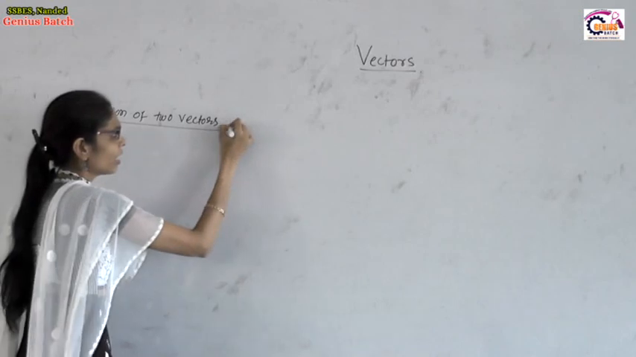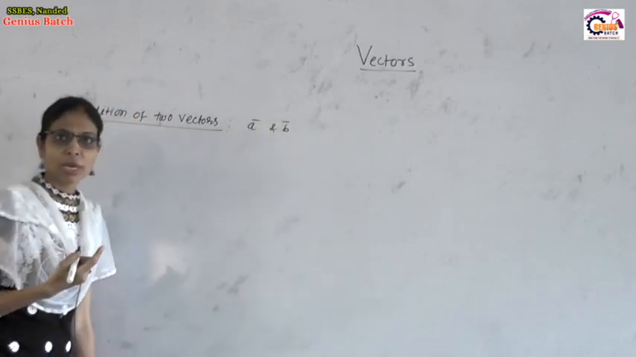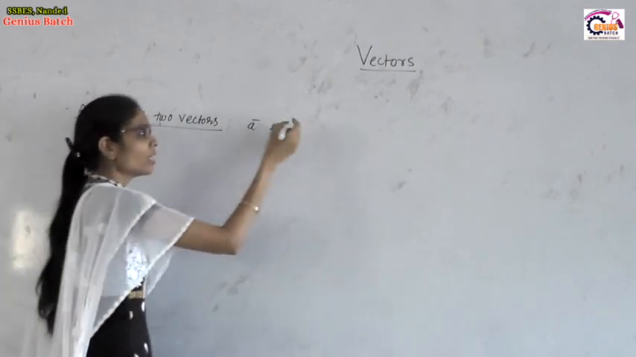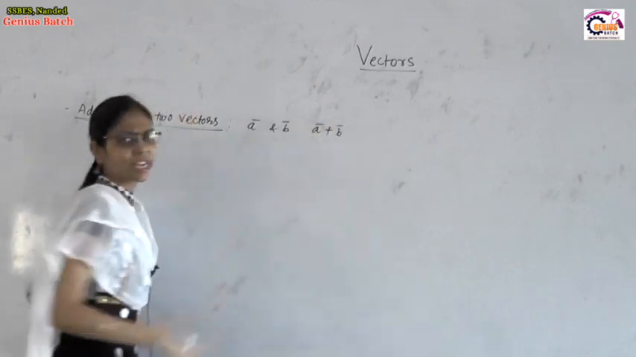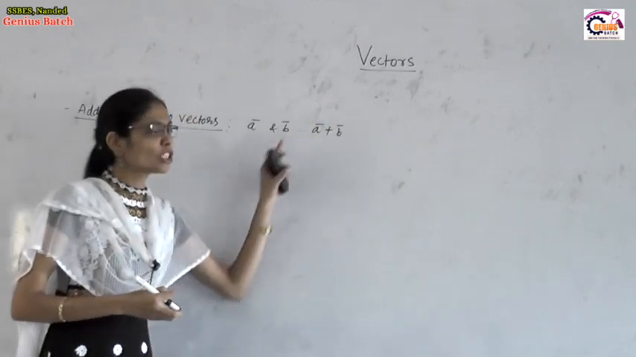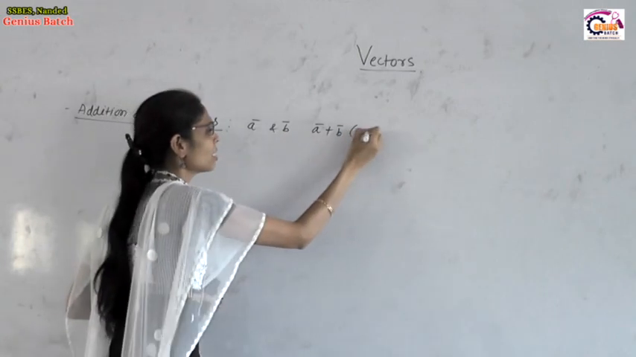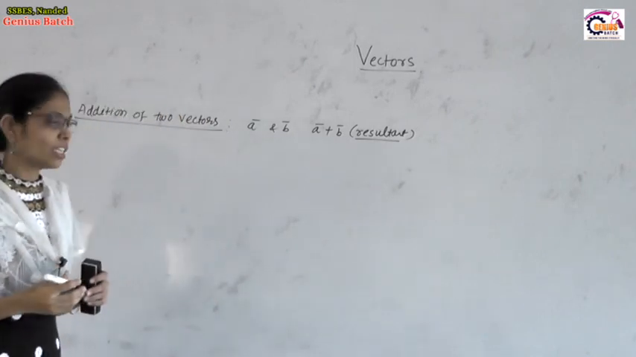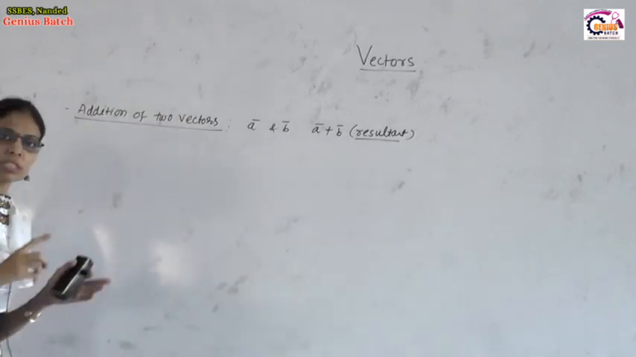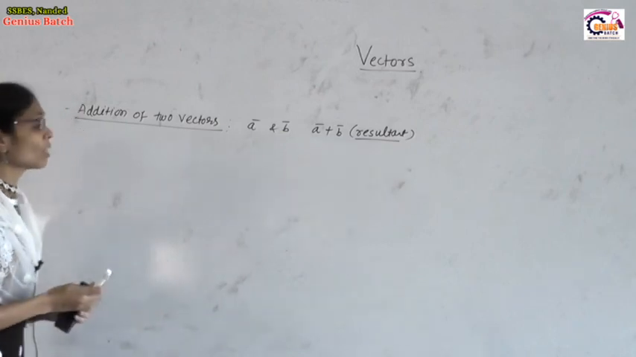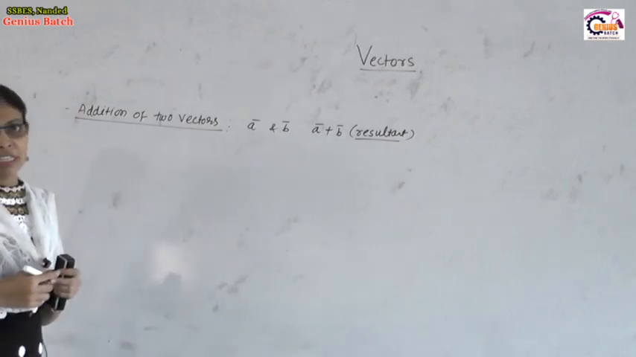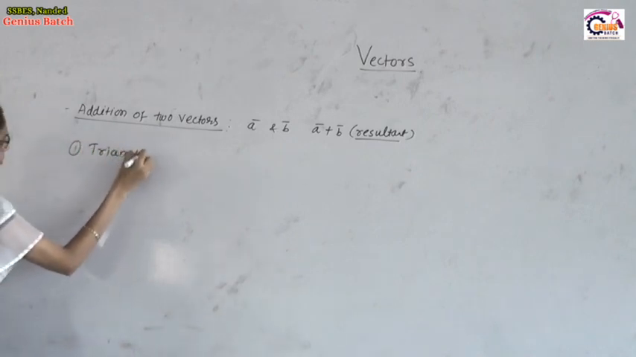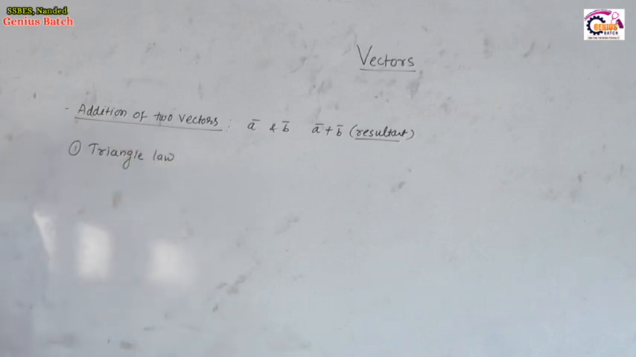So if vector A and vector B are two vectors, then their resultant, addition is also known as resultant. So their resultant is vector A plus vector B. This is addition of two vectors, or it is also known as resultant. So you always remember that resultant means addition. So if vector A and vector B are two vectors, vector A plus vector B is its resultant. And there are two laws to find the resultant. First is triangle law. Triangle law of vector addition.